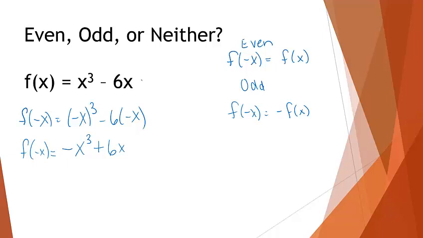Looking at my original function, I've changed the signs on both of those terms, which tells me that I've distributed a negative, just like this says over here, negative f of x, which tells me that this function is odd.